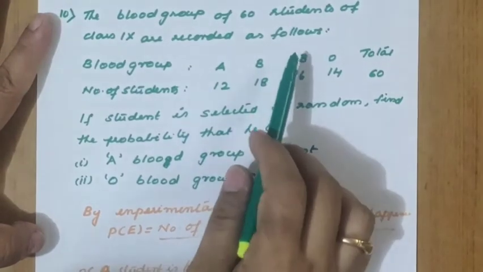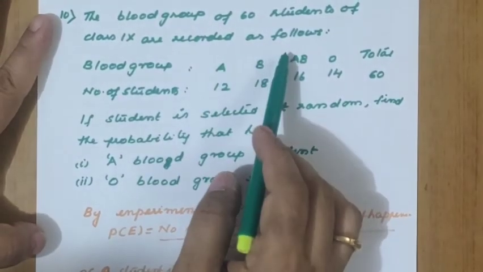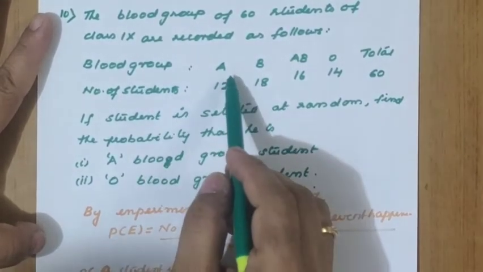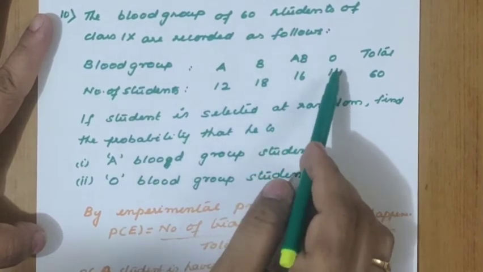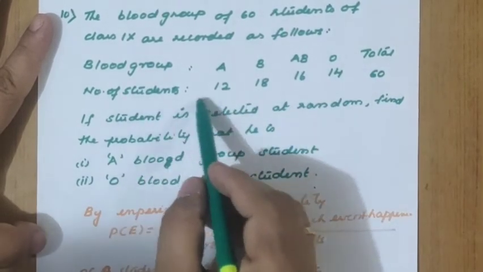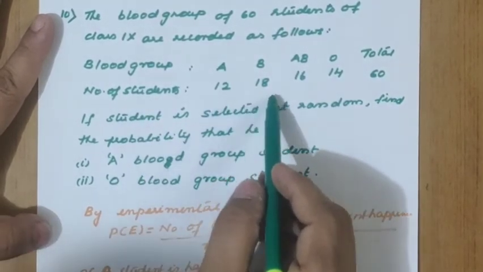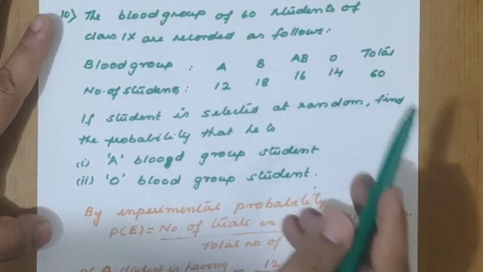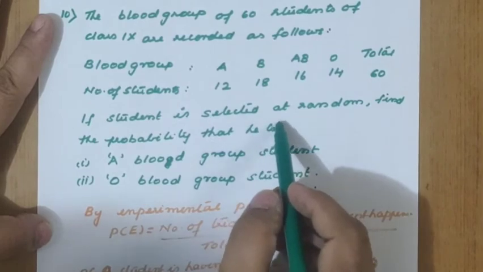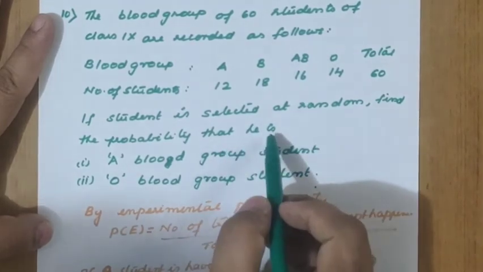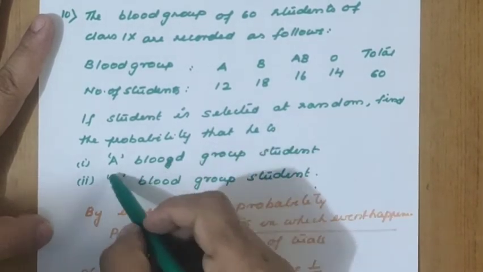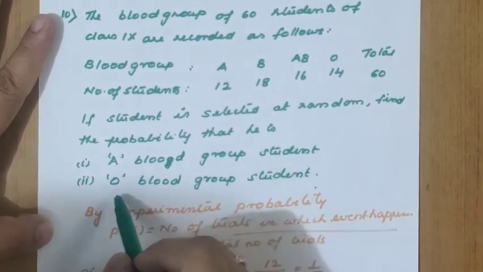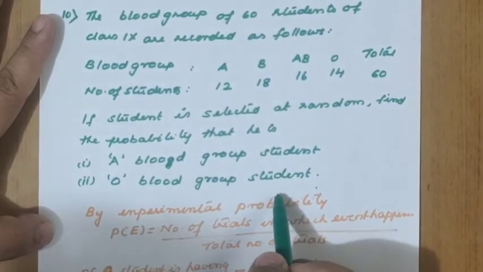The blood groups of 60 students of class 9 are recorded as follows. Blood groups are A, B, AB, O, then total is the column. Number of students respectively 12, 18, 16, 14. What is the total number of students? 60. If a student is selected at random, find the probability that he is, first question, an A blood group student, and second question, an O blood group student.